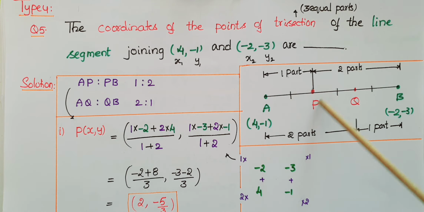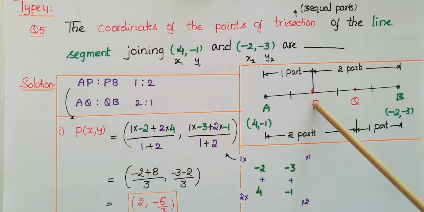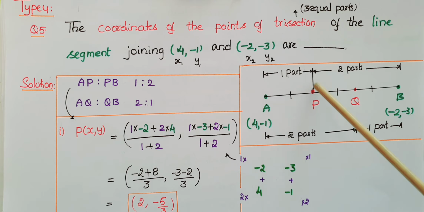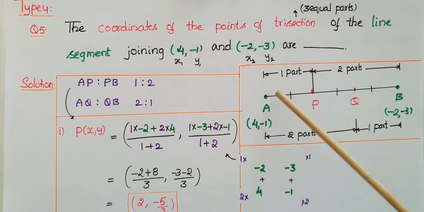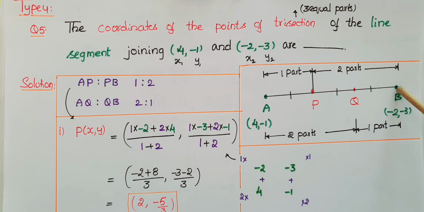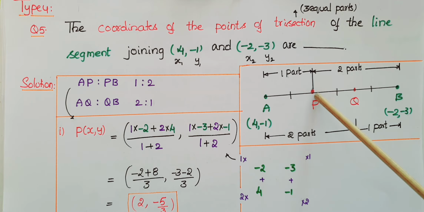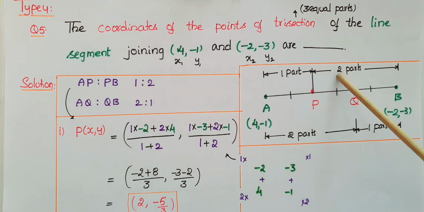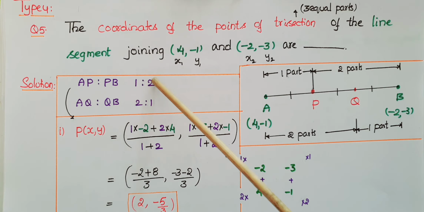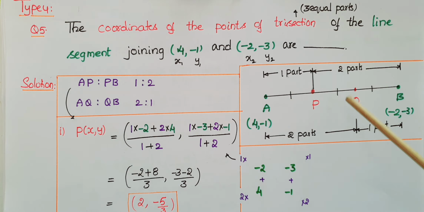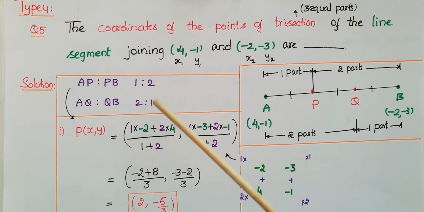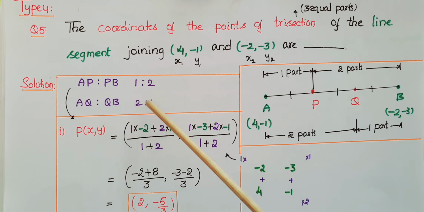So AP is equal to PQ is equal to QB here. If you want to find in which ratio P divides this line segment, you can see this is one part, because there are 3 parts in total. So this is one part, this is one part, and this is one part. So AP is one part and PB is 2 parts. So P divides this line segment in the 1:2 ratio. See here, AP is to PB is equal to 1:2, and Q divides AB into 2 parts and 1 part, that means 2:1. So AQ is to QB is equal to 2:1.